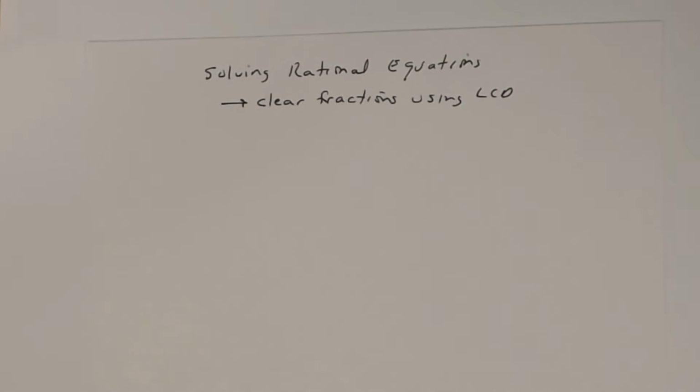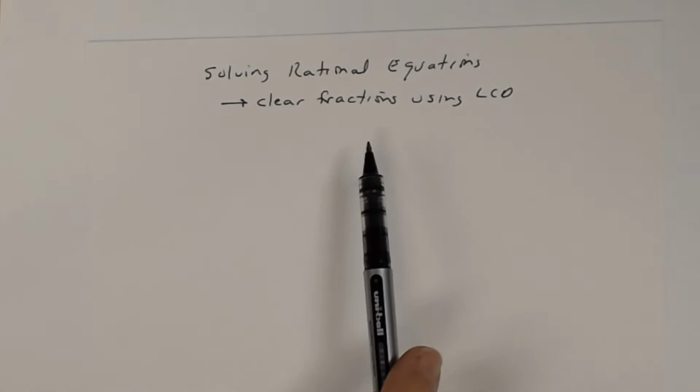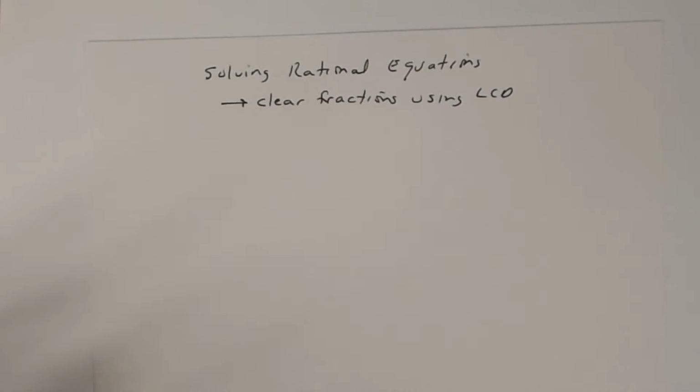So in this lesson, we're going to look at about three problems where we're going to solve rational equations. And the directions will say clear fractions using the least common denominator. So make sure you understand when you're doing the homework that you know what I mean by this. All right, so let's look at some examples that use this idea.